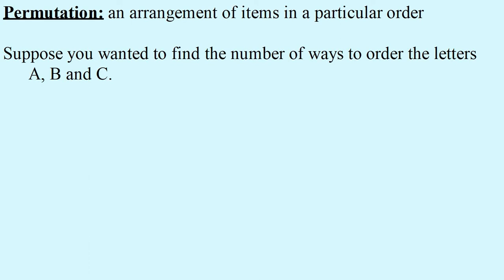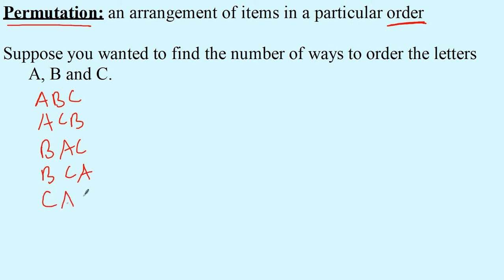When we want to discuss order, that's a permutation. Okay, you have to remember that. Permutation is order. So, suppose you wanted to find the number of ways to order the letters A, B, and C. Well, I can have A, B, C, or A, C, B, BAC, BCA, CAB, CBA. All right, so there are 6 different ways to order the letters A, B, and C.